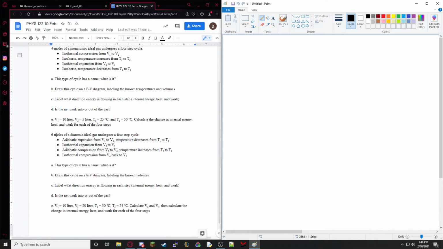So in this case, we're going to have 6 moles of a diatomic. So diatomic, note that, ideal gas, is going to undergo a 4-step cycle. So first is going to be adiabatic expansion, and then isothermal expansion, adiabatic compression, and isothermal compression.